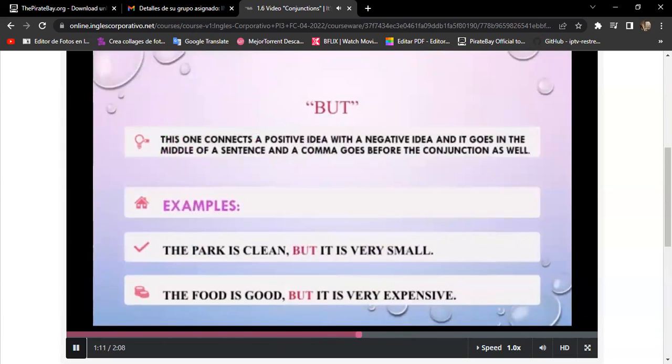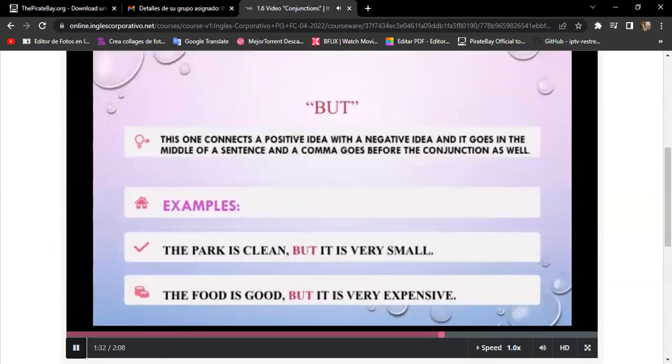Let's talk about the conjunction but. This one connects a positive idea with a negative one, and it goes in the middle of a sentence, and a comma goes before the conjunction as well. Follow me in these examples. The park is clean, but it is very small. The food is good, but it is very expensive.